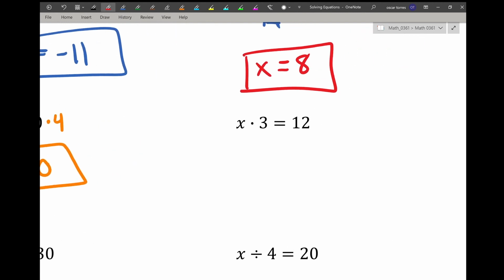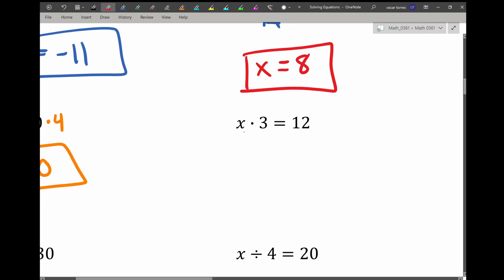Now the way I show my work when dividing is by making a fraction. So x is being multiplied by 3, so we're going to divide this side by 3. What I did to the left side, I did to the right side. So on the right-hand side, I'm going to make another division, or another fraction, and put a 3 at the bottom.